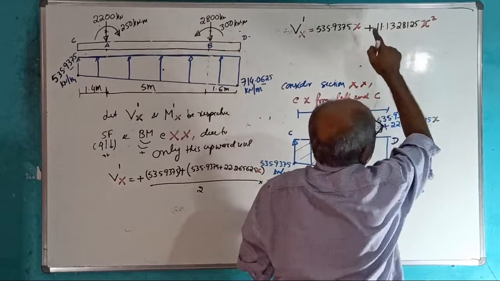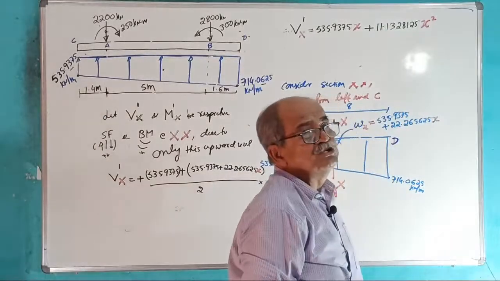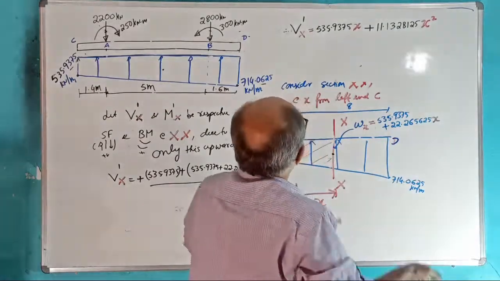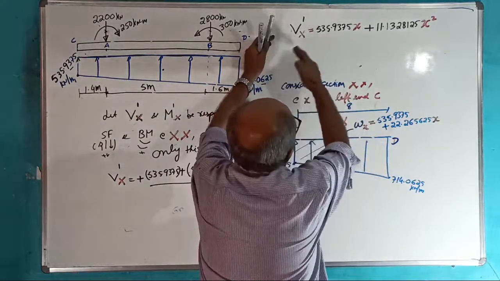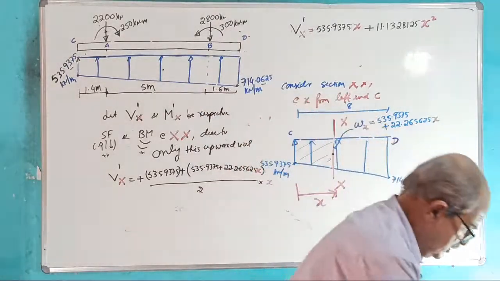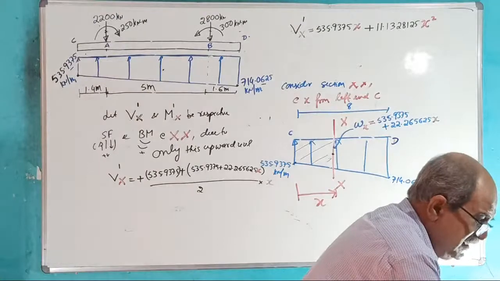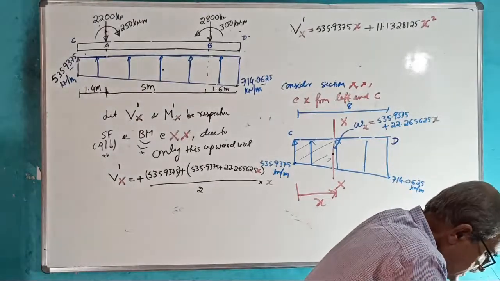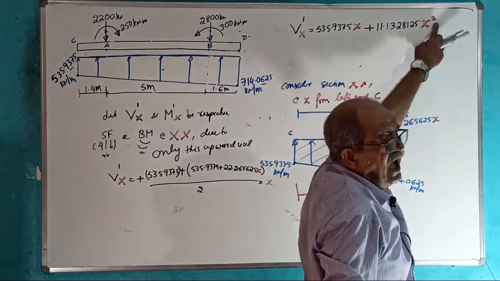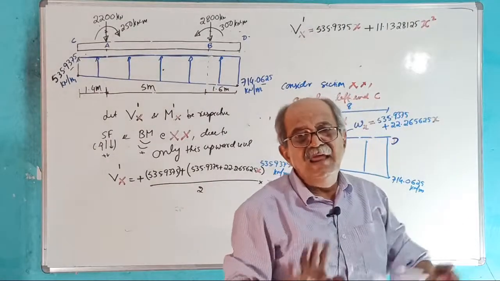This only will tell you the shear force variation due to UVL is what? Tell me. See, this itself is telling. This only will tell you shear force variation is parabolic of second degree. Correct? Clear or not? I don't hurry.